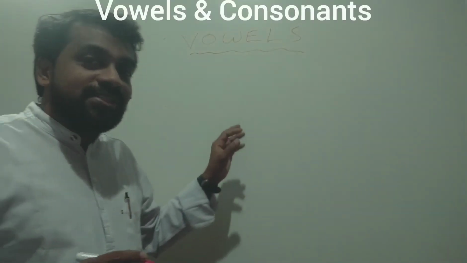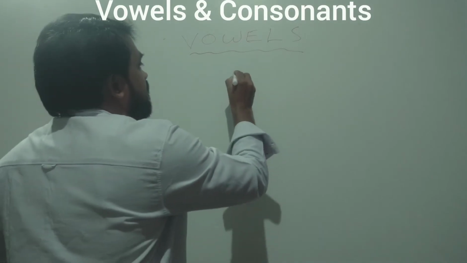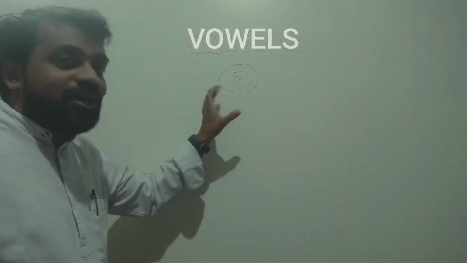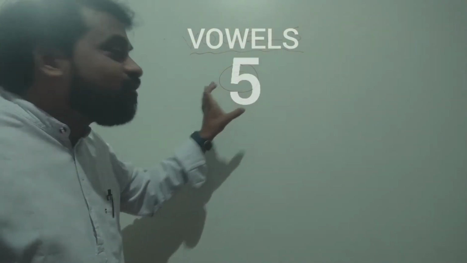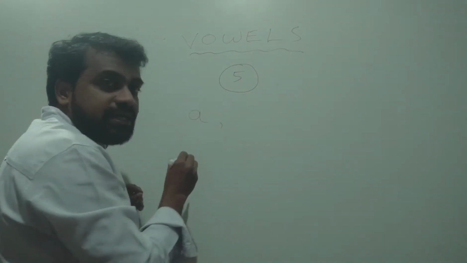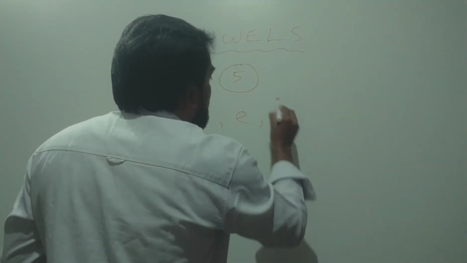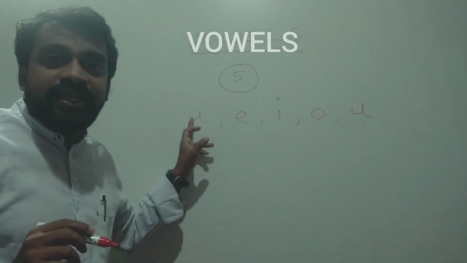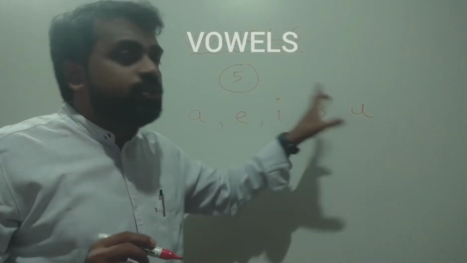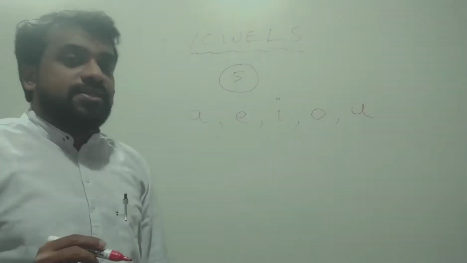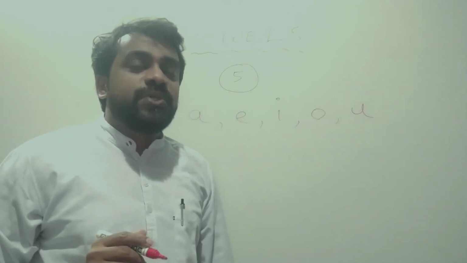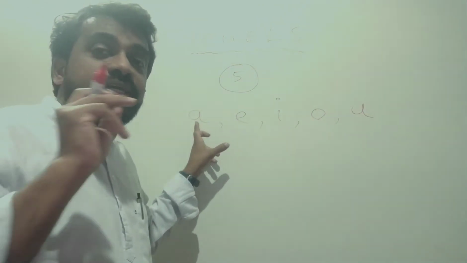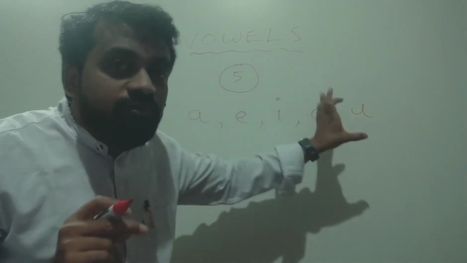So what you have already learned is that there are 5 vowels. How many vowels are there? Five vowels. Okay, there is no doubt in that. So which are the 5 vowels? A, E, I, O and U. These are the 5 vowels. And here what we are going to learn for the first time is how we can identify that these 5 letters are vowels.